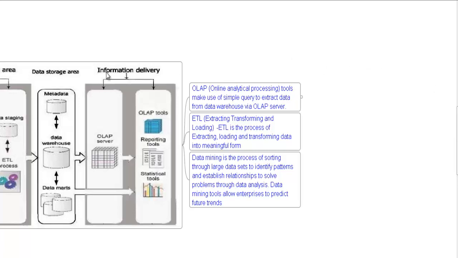Data mining is the process of sorting through large data sets to identify patterns and establish relationships to solve problems through data analysis. Data mining tools allow enterprises to predict future trends.